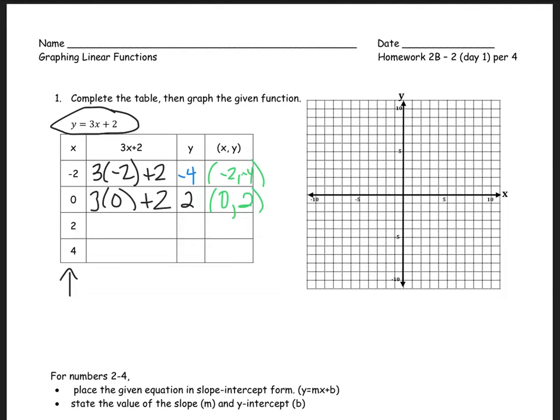Then we have 3 times 2 plus 2. You already know it's 8. So 2, comma, 8. And then finally 3 times 4 plus 2. 3 times 4 is 12. 12 plus 2 is 14. And this is going to be 4, comma, 14. So these are all of my coordinates.